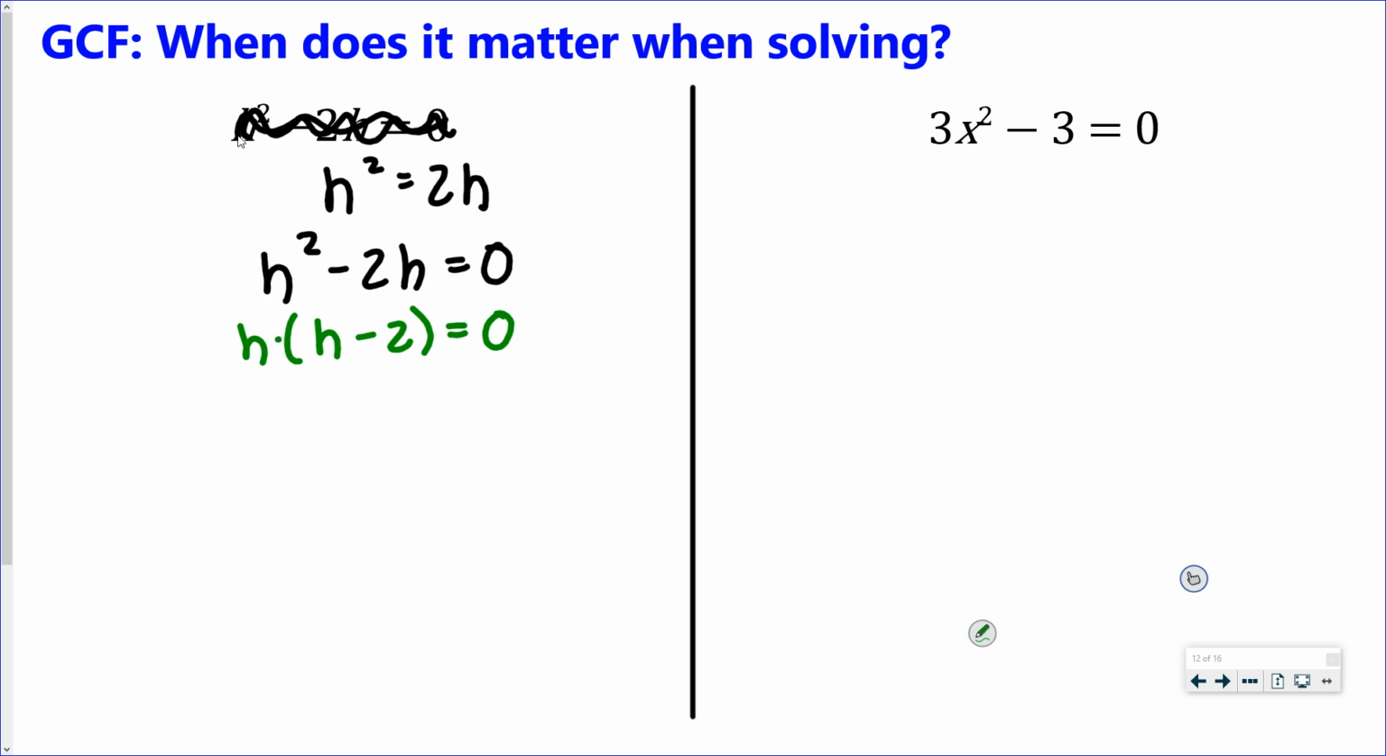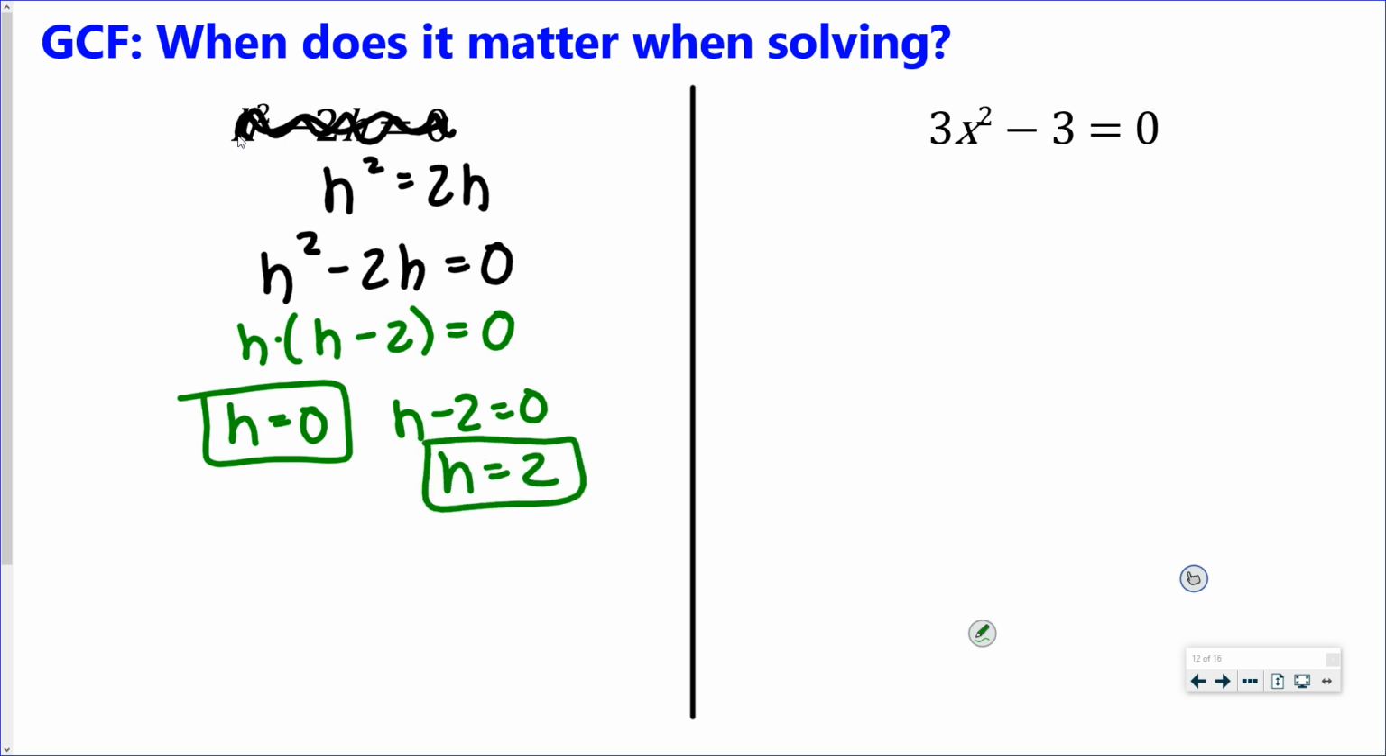ZPP, I have 2 factors here. H is a factor. H could be 0, or h minus 2 could be 0. There's a solution, and that's the exact reason why we couldn't divide by h, because look, it ended up being 0. So if we would have done that in the first step, that's a big math no-no. We get 0 and we get 2. So if your GCF, folks, in your first step, is a variable, it ends up being a solution.